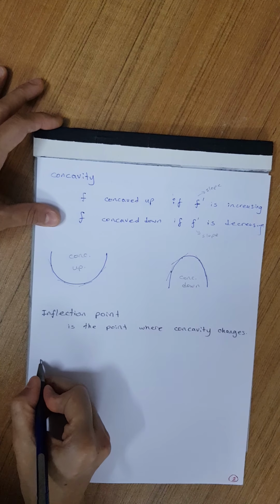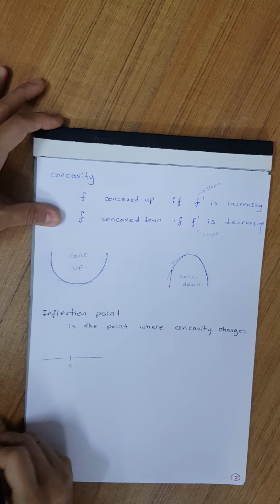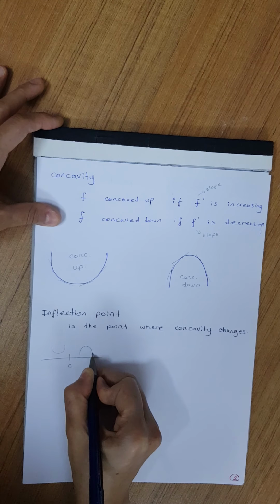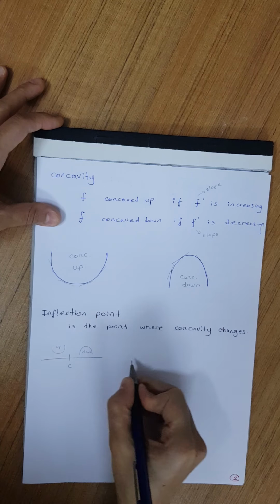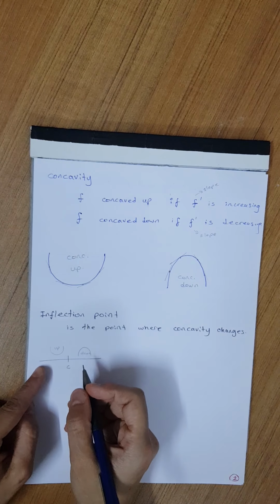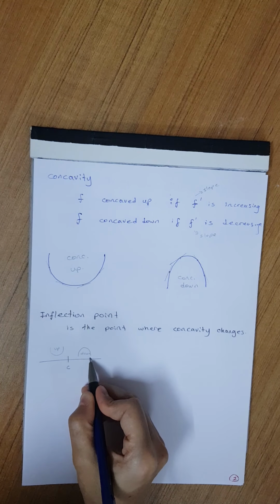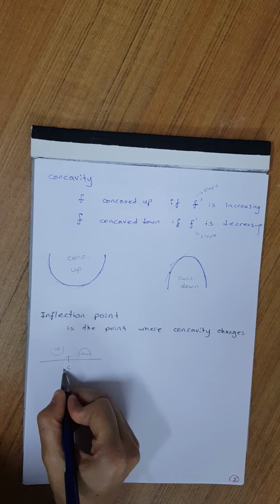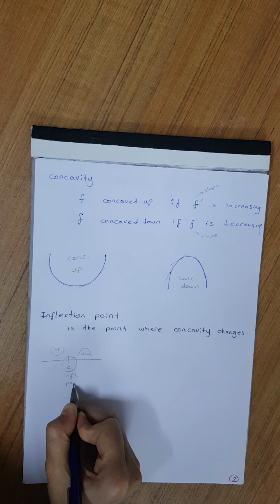That means if I have got a number here, and here I have got concave up, and here I have got concave down. Since I look at c, on the left side it is concave up, and on the right side it is concave down. Since concavity changes from up to down, I say this one is an inflection point.